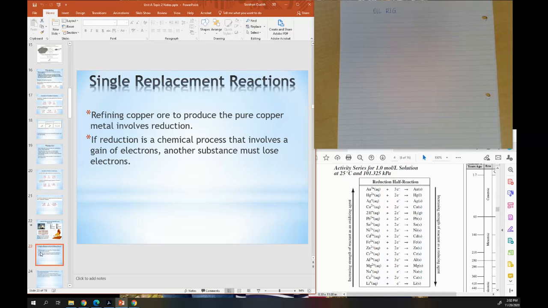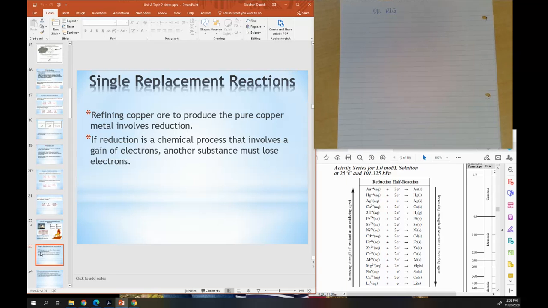So the combination of these reduction and oxidations happening in one process are called redox reactions. And we're going to be looking at a few different redox reactions. So for the purposes of Science 20, these redox reactions that we're going to look at are single replacement reactions. Okay, so again, these are single replacement reactions. And these redox reactions do occur in real life.